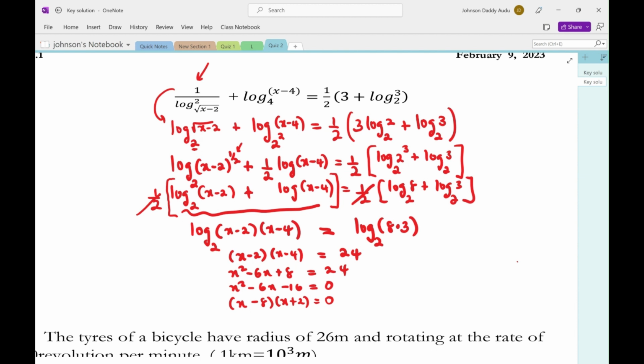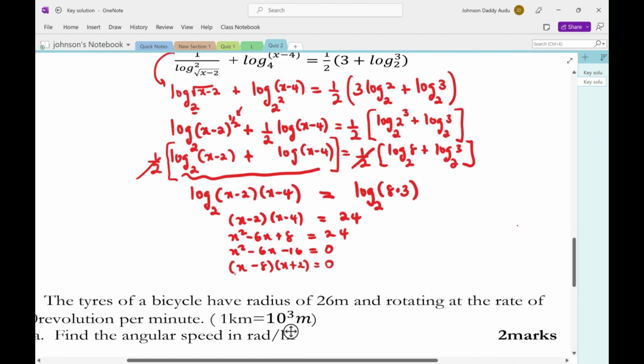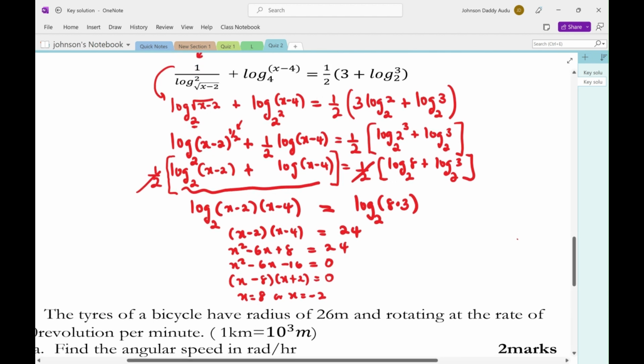So from here we can get the values of x. Clearly we have x equals 8, or x equals minus 2. But this is a logarithmic equation, so we need to check our answers because we know that the base, the domain, cannot be negative, right? So let's check now. Let's do the checking here.